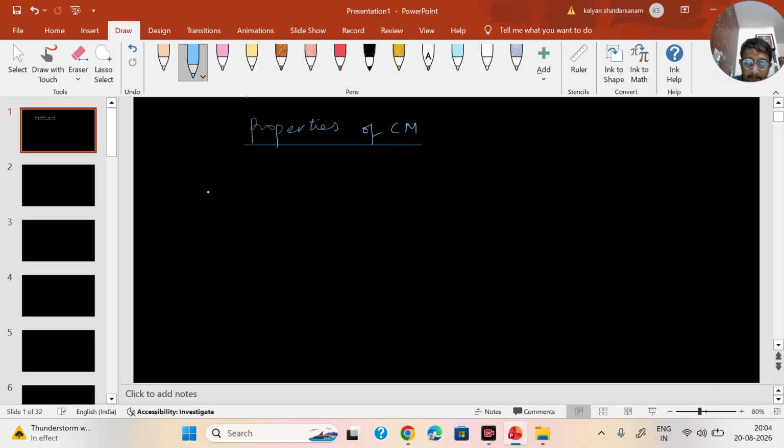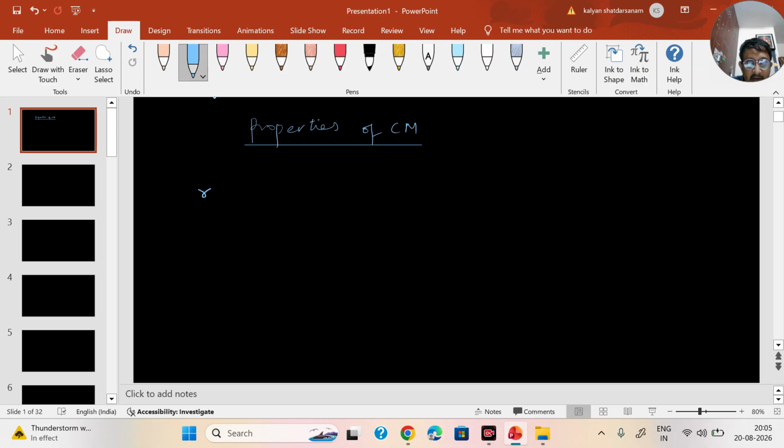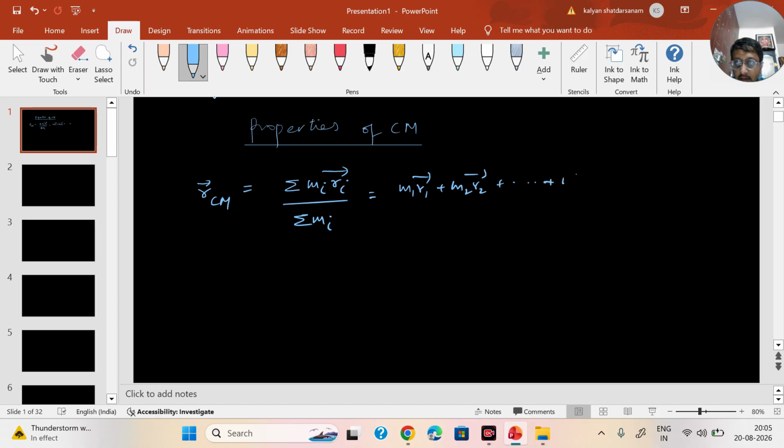We defined center of mass. Center of mass is a location, a position. So we define the center of mass as follows. RCM is sigma MIRI by sigma MI. Or if I write in a more expanded form, M1R1 plus M2R2, and so on up to MNRN, by total mass, which is M. This is our fundamental definition of center of mass.